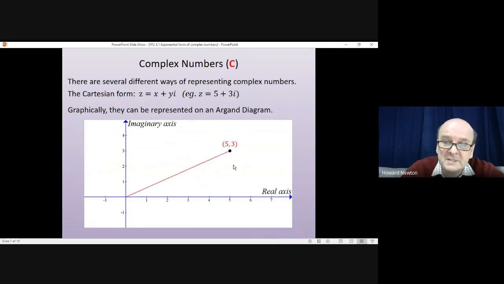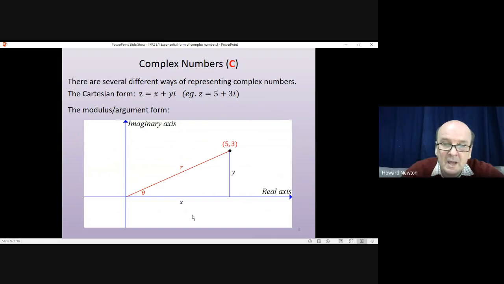Sometimes they're represented as a line or a vector, in which case you'll have the length of that line, r, and the angle that the line makes with the x-axis going anti-clockwise. r, the length, is called the modulus of the complex number, and theta, the angle, is called the argument of the complex number.